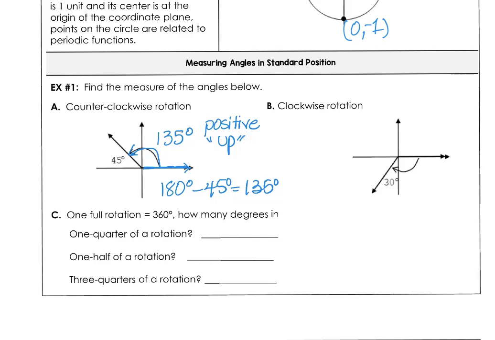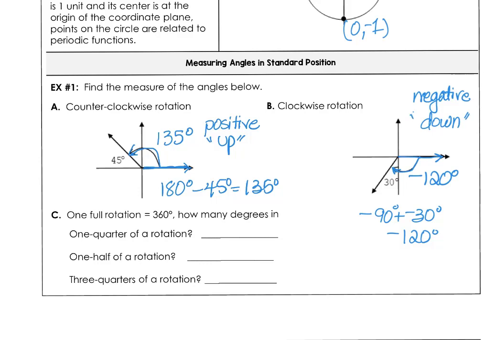A clockwise rotation is going to start with the initial side on the x-axis. When you go down, going down is going to give us a negative angle. And we've got 90 degrees plus another 30 degrees in a downward fashion. So this would be a negative 120 degree angle because we're 90 degrees down plus another 30 degrees around to give us the negative 120 degrees. So negative is the clockwise rotation and you're moving down from the initial side.